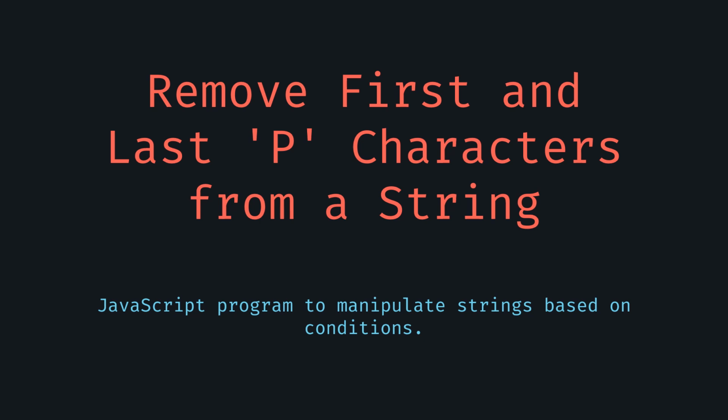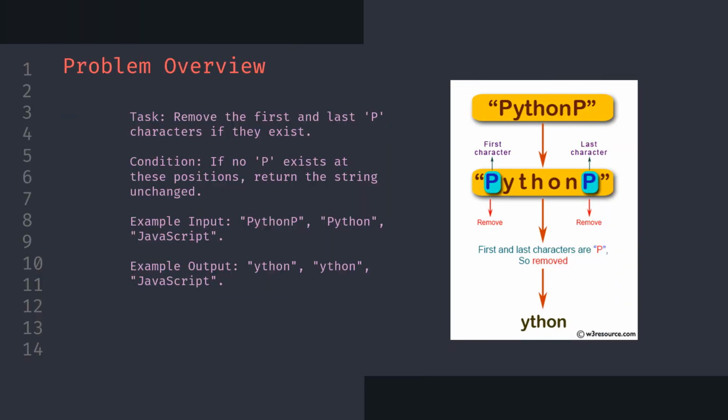Today, we'll create a program that removes the first and last p characters from a string, if they exist. Let's get started. Our goal is to create a new string based on specific conditions. If the string starts or ends with p, we'll remove it. Otherwise, we'll return the string as is.